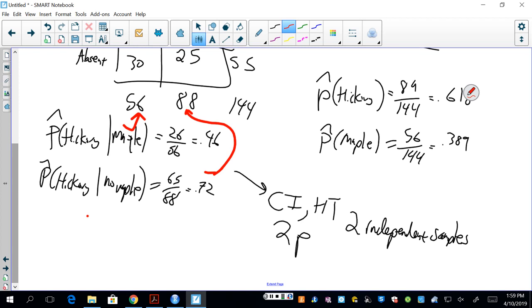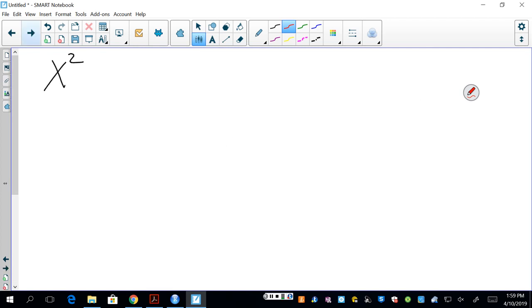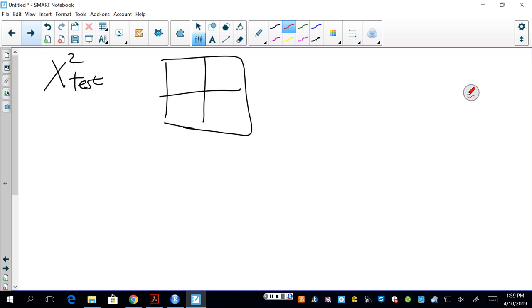Another way of doing this would be to do a chi-square test, and that's what we've been doing in this chapter. We could do a chi-square test. So the original data we had was this: 26, 63, 30, 25, and I'll write the margins up again and the totals. 56, 88.